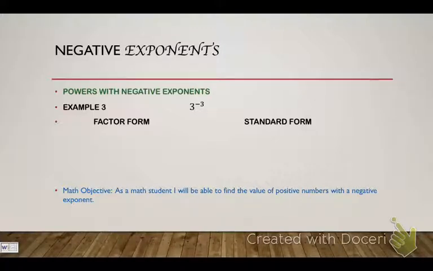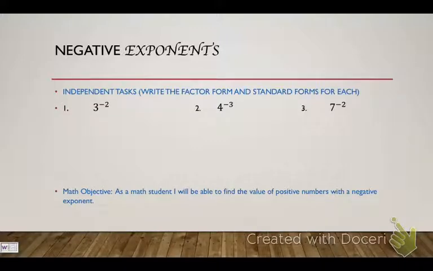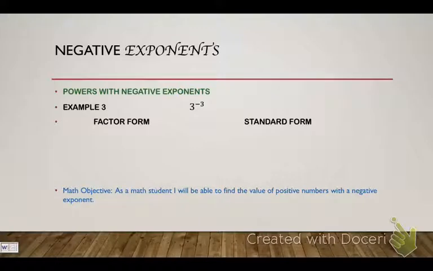Remember, your objective is to be able to evaluate or find the value of positive numbers with a negative exponent. Evaluate this. Whoops, I am so sorry, I forget to sometimes use my pencil. All right, so here we go. Again, we're looking at 3 to the negative third.